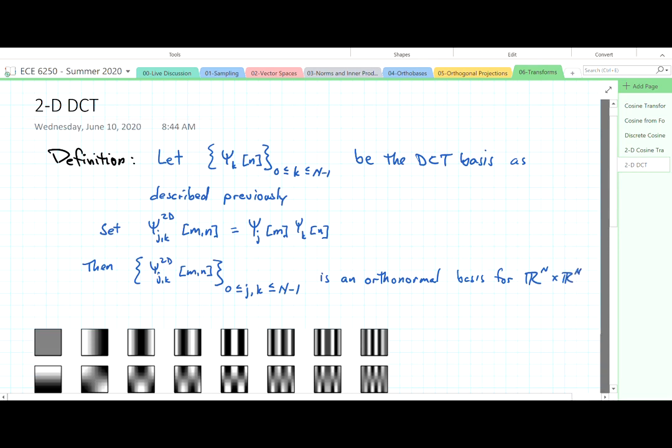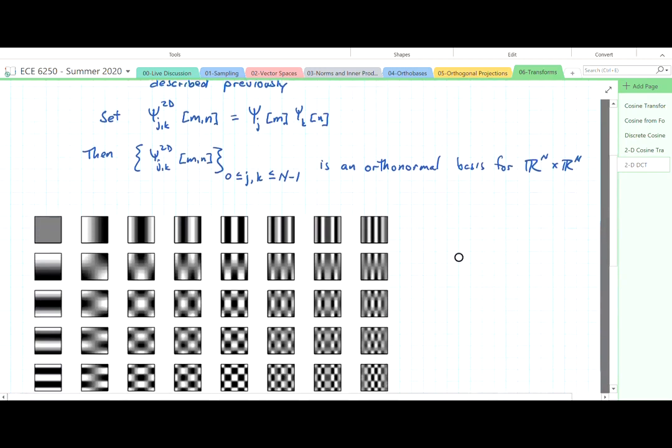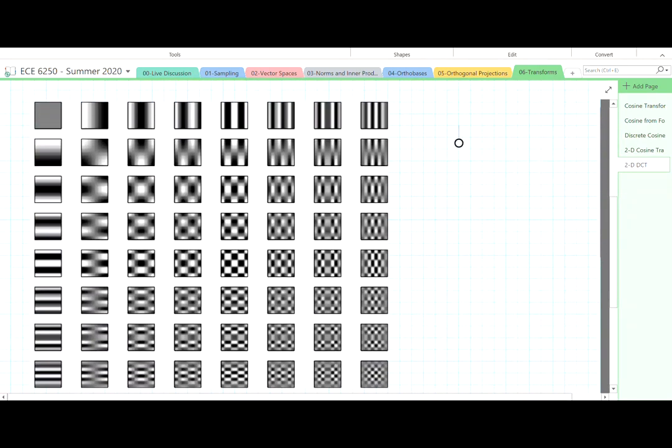There we go. So I've plotted what this actually looks like if you plot the 2D DCT, and we can now see that if we have n equal to 8, this is actually used in JPEG and MPEG compression. It looks like this. Look at what's going on here.